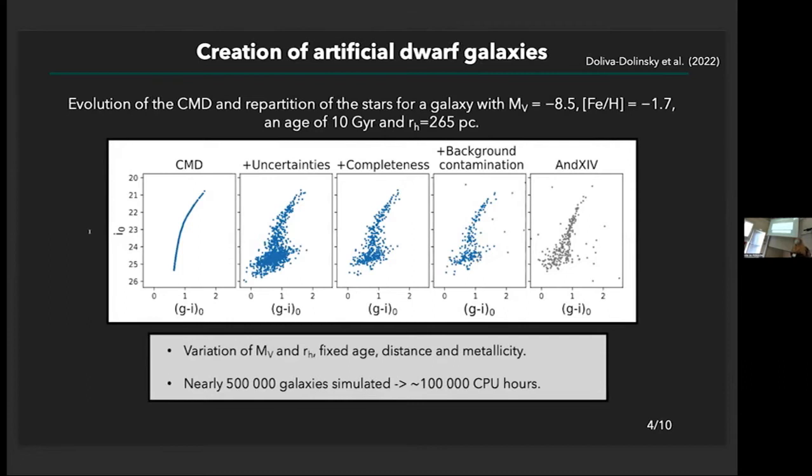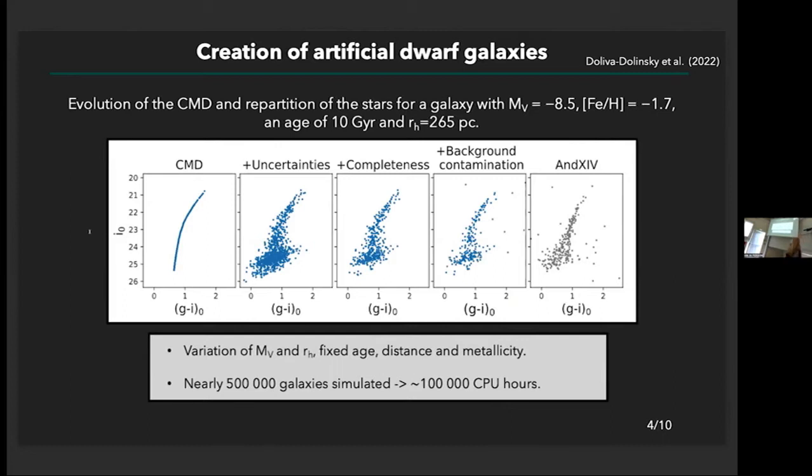To do so, we had to simulate artificial dwarf galaxies. This is an example of the CMD as it is pushed through the process. Here we only show red giant branch stars at the distance of M31, because the search algorithm for dwarf galaxies only cares for RGB stars.